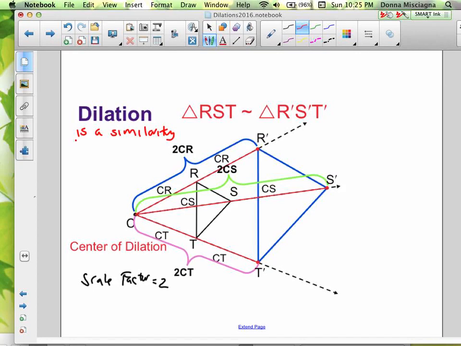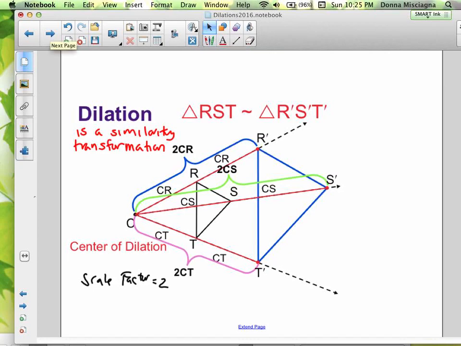We'll talk about similarity transformations in not the next lesson, but the lesson after it, but I thought I would write it in here. Right? And it creates similar figures. They have the same shape, same angle measures, and the sides are going to be in proportion.